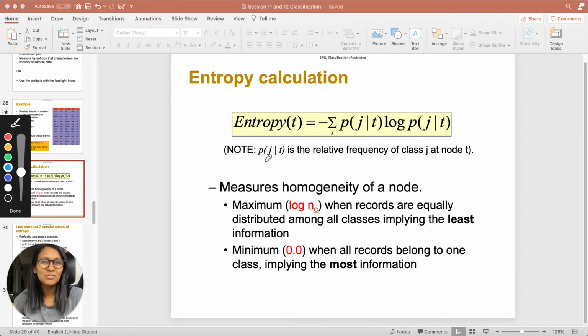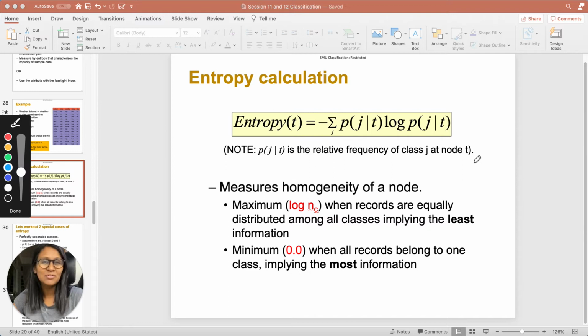So let's understand what Pjt is. Pjt is the relative frequency of class J at node T. Thinking about the example that we've been talking about, whether you can go out to play or not, J represents the value of the classes in the outcome attribute. Now, in that example data set, J takes the value yes or no. Those are the two classes that are represented in the target column.